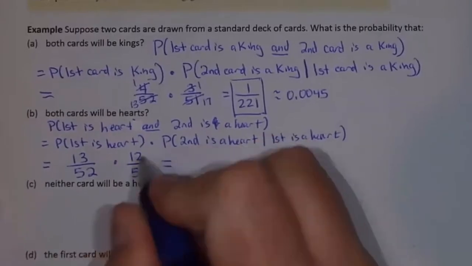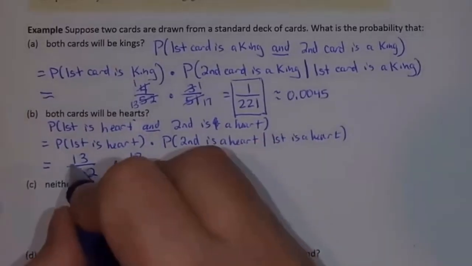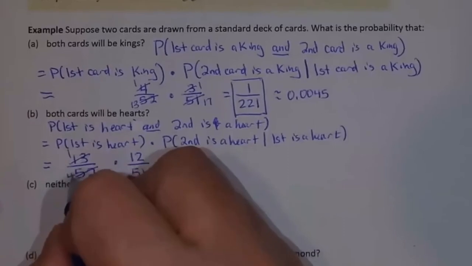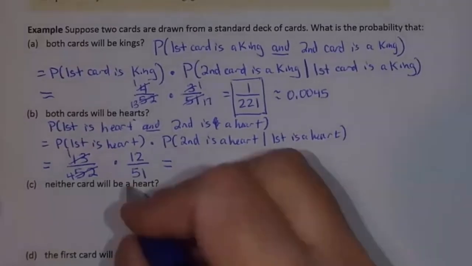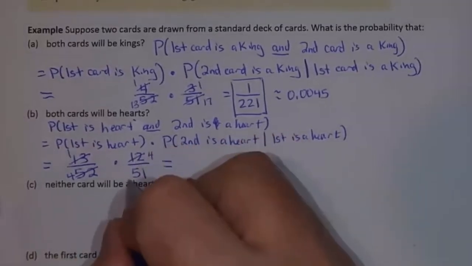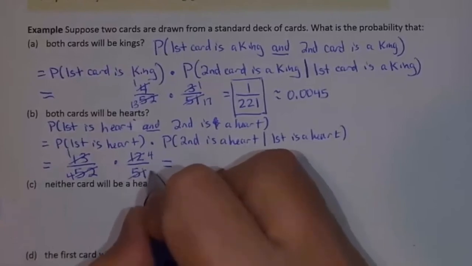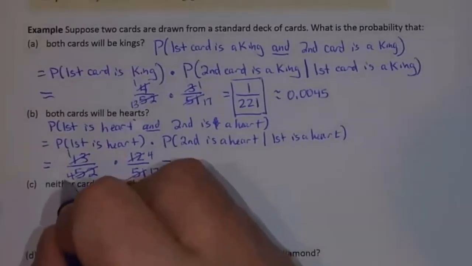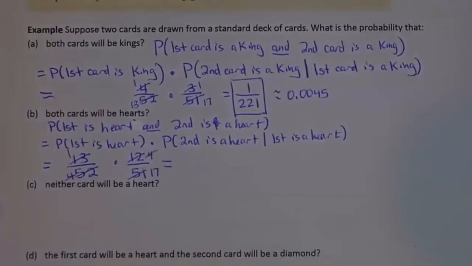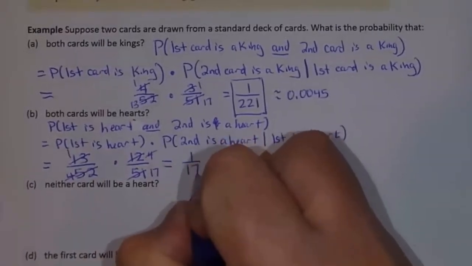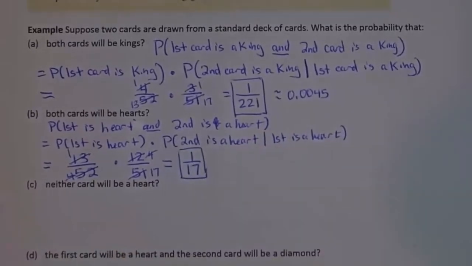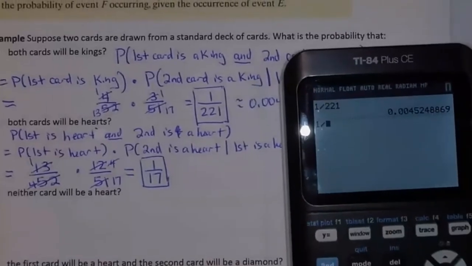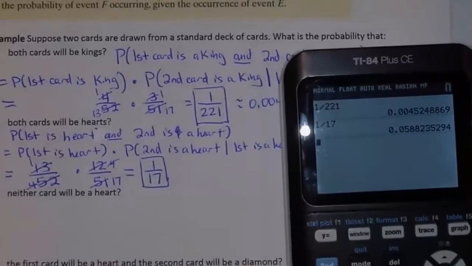So if I'm going to multiply that, again, I can reduce. 13 goes into 52 4 times, so 1/4 would be that probability. 12 and 51 can both be divided by 3. 12 divided by 3 is 4. 51 divided by 3 is 17. And then the 4s there will cancel. So that's going to be a 1/17 probability. Now 1 divided by 17, that is 0.0588.